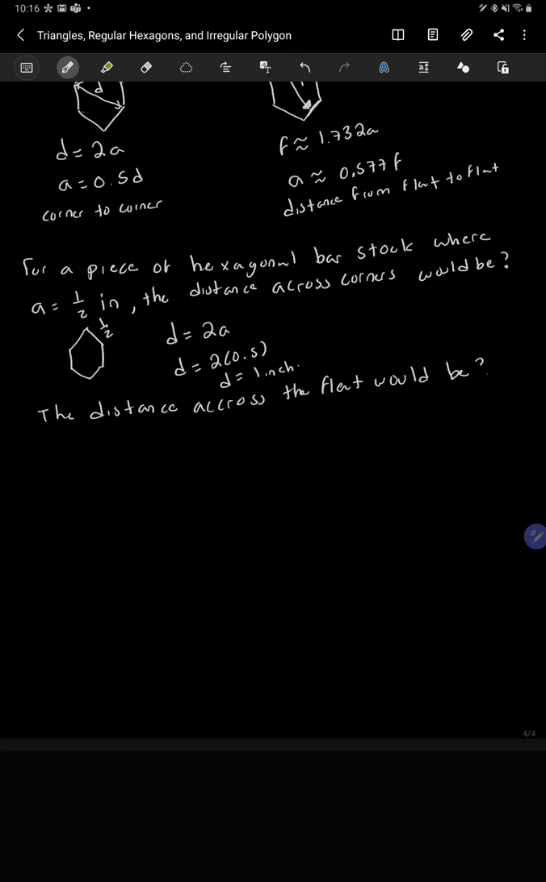Now we want to find the distance. What about if it was from each side to each side? So from the flats, this is the same thing as F is equal to 1.732 times the side, which is 1/2. So this is equal to 0.866 inches. Cool. And that's everything for today.